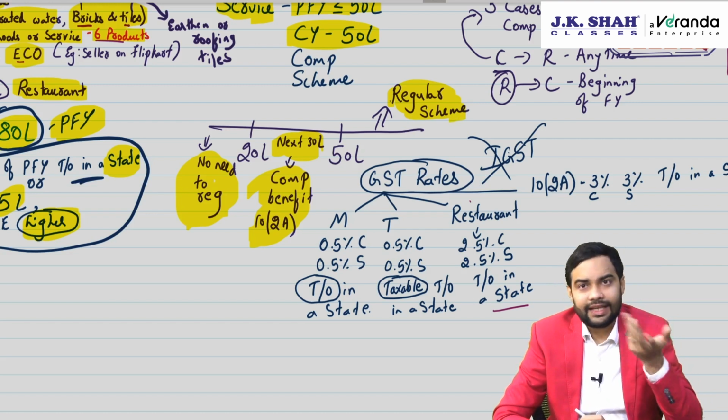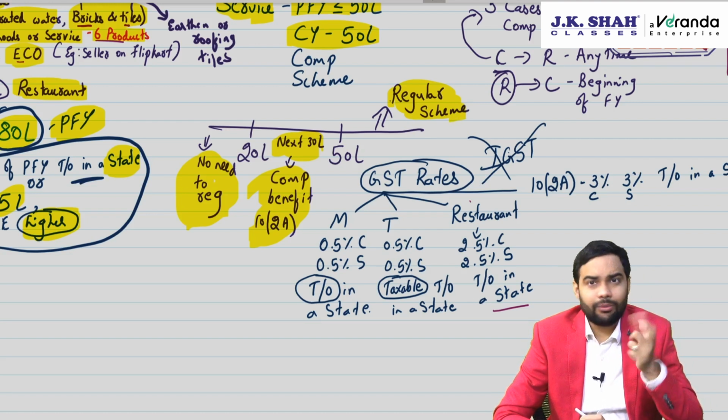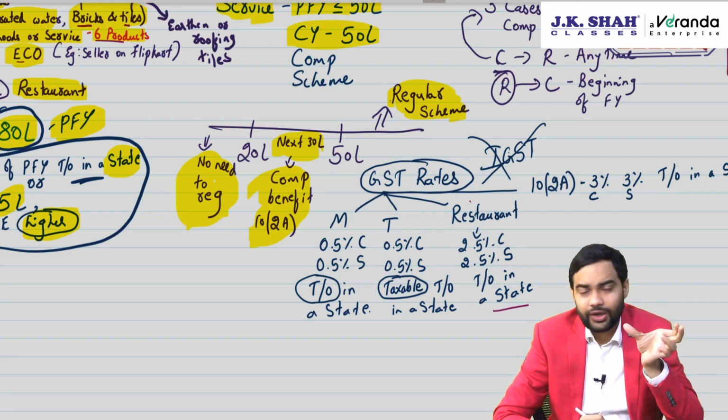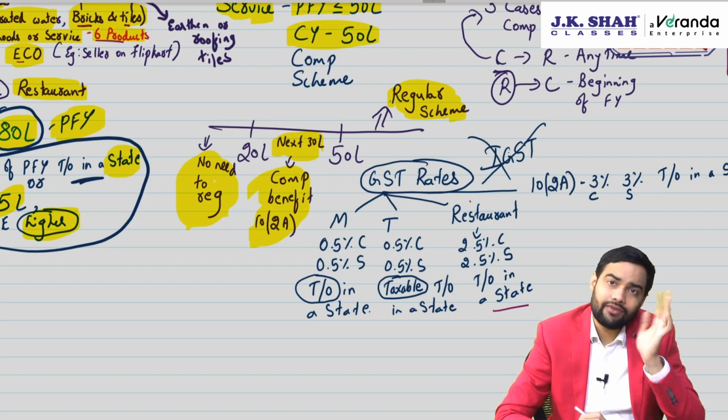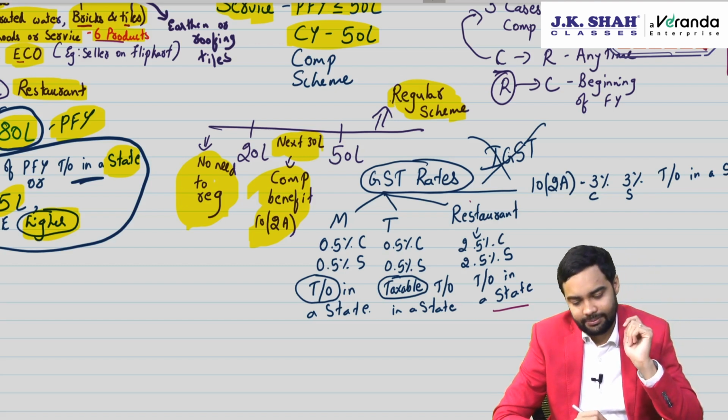This is true even for goods. Goods, first 40 lakh, no need to register. Then next 1.1 crores, because you get the scheme up to 1.5 crore. So 40, 1.1, total 1.5. The moment 1.5 is touched, you will have to shift to the regular scheme.